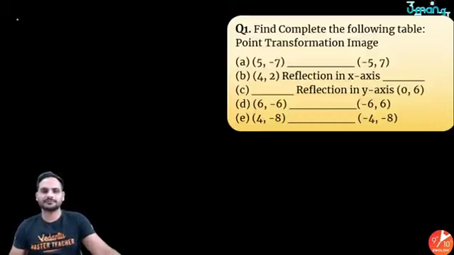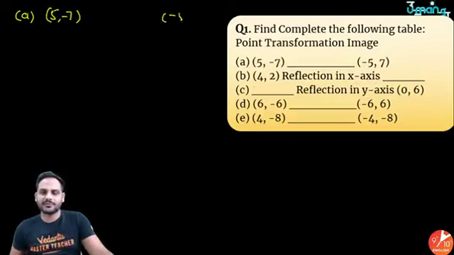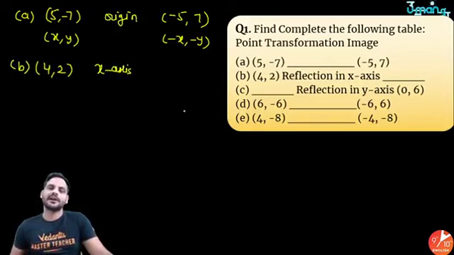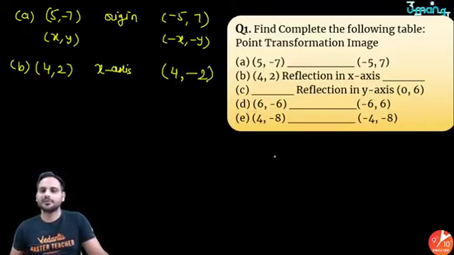So the first question says, complete the following table, point and transformation. So 5 comma minus 7 is becoming minus 5 comma 7. Look carefully, 5 comma minus 7 is becoming minus 5 comma 7. So you can see the x coordinate is changing the sign, as well as the y coordinate is changing the sign. So I know if a point is x comma y and it becomes minus x comma minus y, that means reflection under origin. Correct? Second, look here, son, 4 comma 2, if I do the reflection under x-axis, when I do the reflection under x-axis, the x coordinate remains the same, the y coordinate will change the sign, 4 comma minus 2.